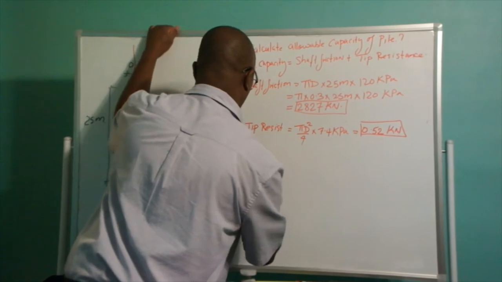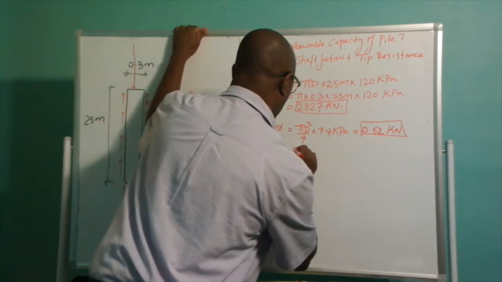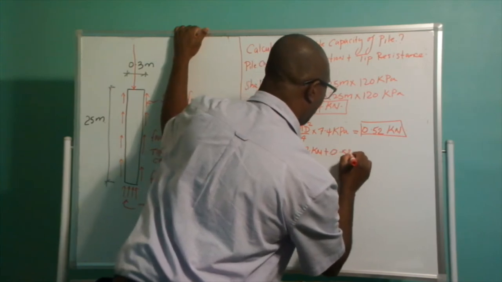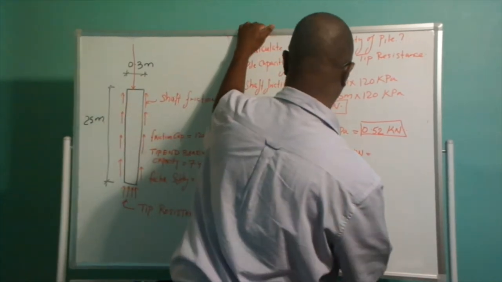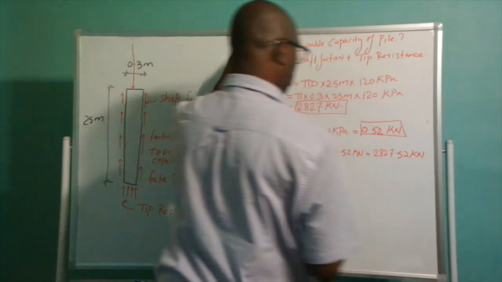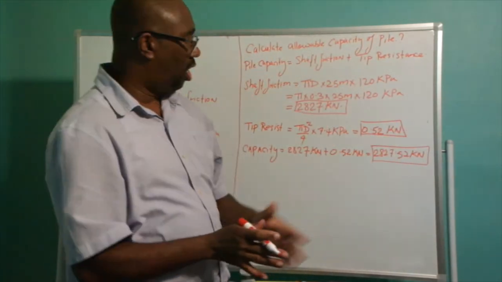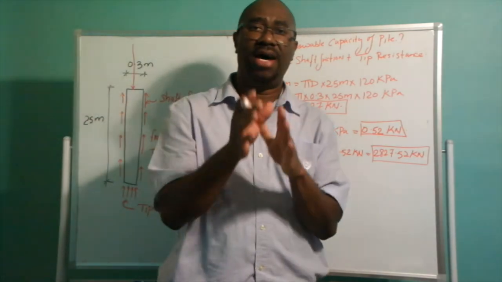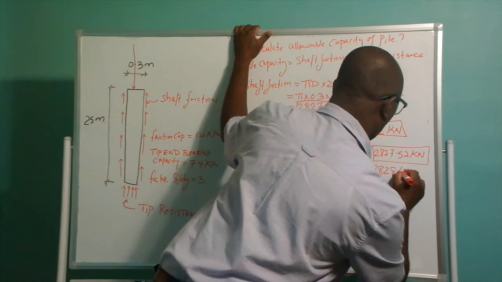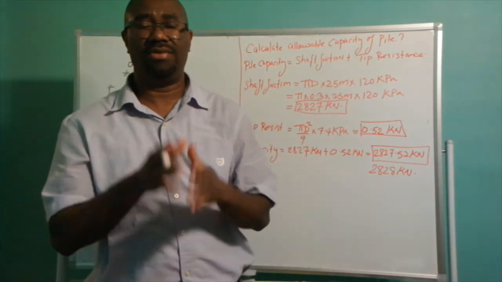So the capacity of the pile is going to equal 2827 kilonewtons plus 0.52 kilonewtons, which equals 2827.52 kilonewtons. So this pile can carry a load of 2,827.52 kilonewtons. Or we can round this up to 2828 kilonewtons. Right? But you have to take into consideration that we are establishing a factor of safety of 3.